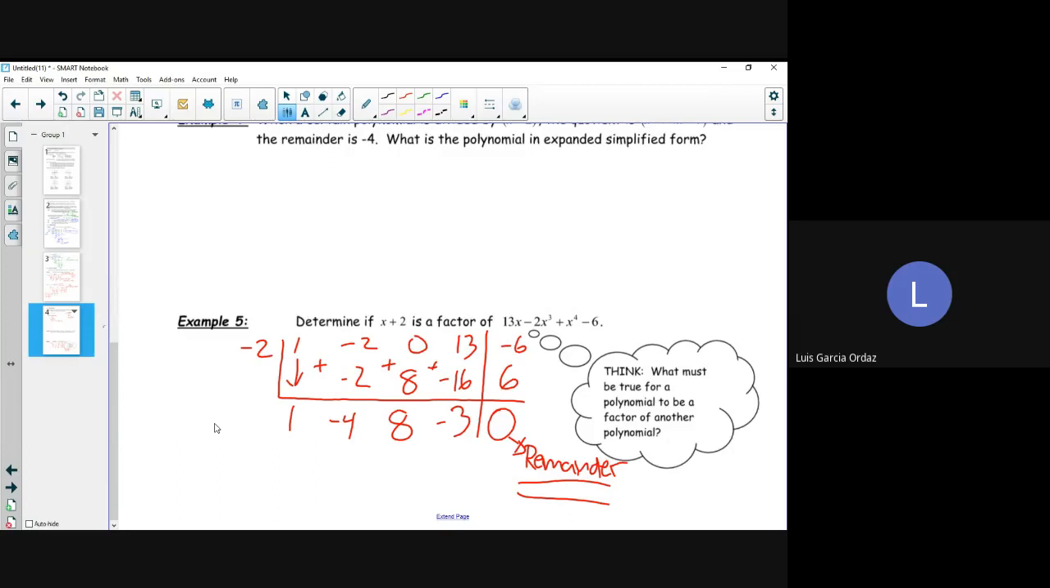Sir, for the example before this, all we have to do is just plug it into the division thing. Yep, so you're just taking the divisor, which is x minus, you're basically just foiling this whole thing. So all you're doing is foiling and expanding. That's all you're doing for example number 4.